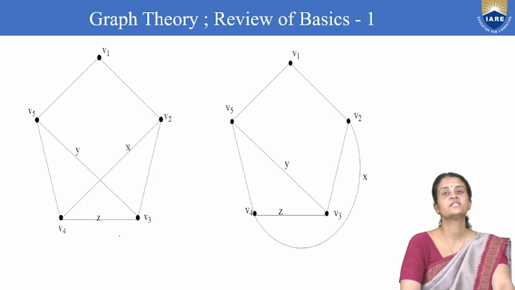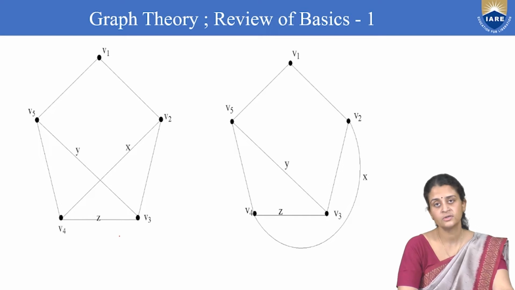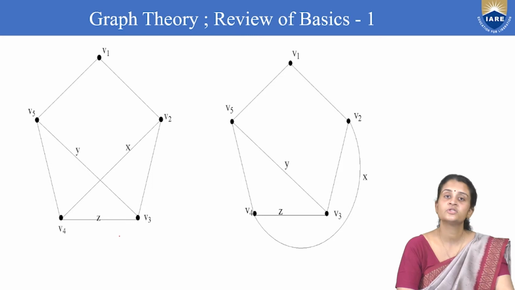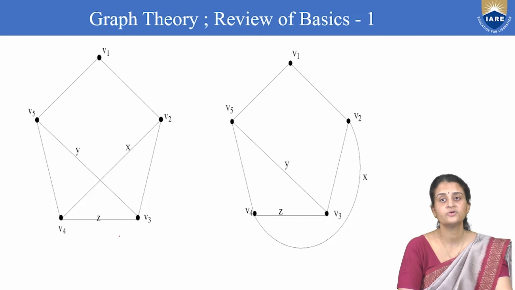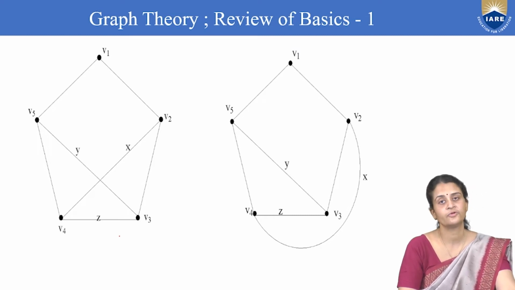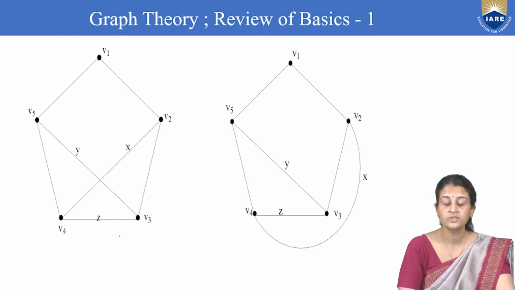Now we can see whether the vertices V1 and V4 are adjacent. No, because they don't have any edge between them. So they are not adjacent. Whereas V2 is adjacent to V4 and V2 is adjacent to V3. But V2 is not adjacent to V5. Okay? That is the adjacency. And we can say that edge Z is incident with the vertices V3 and V4. So I hope the terminology adjacent with, incident with, adjacency, everything is clear.